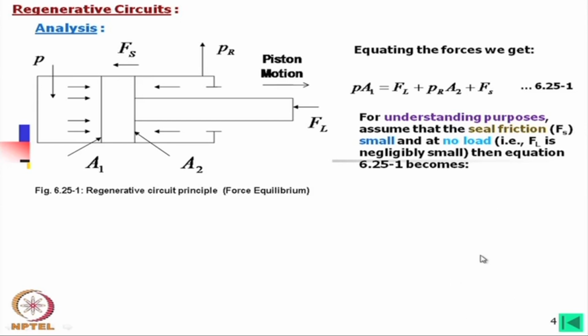Then equation 6.25(1) becomes P A1 is equal to PR into A2. Just to understand, if we would like to generate a pressure here, what we can do is put a restrictor here. Say we connect this path to a pressure relief valve, which is set at some pressure, maybe up to this pressure.